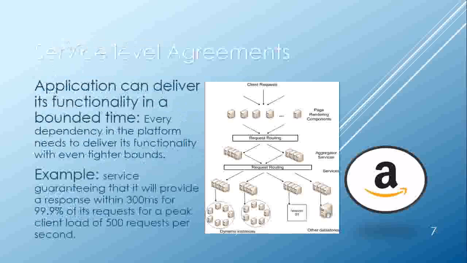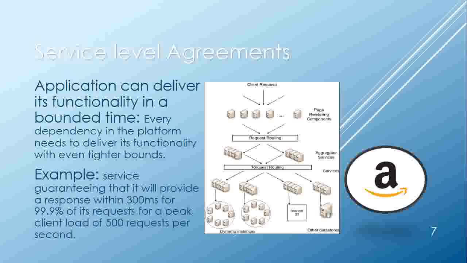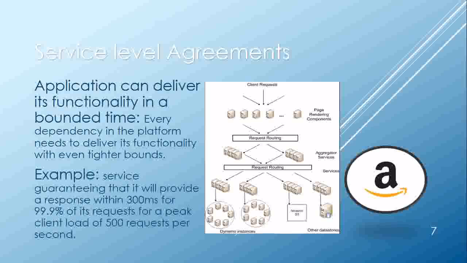So moving on. This is the service level agreement. The application can deliver its functionality in a bounded time. It means whatever functionality is expected, it delivers in a bounded time. For example, if a system is at a peak load of 500 requests per second, it still responds within 300 milliseconds for 99.9% of its requests. So that's the way it goes.